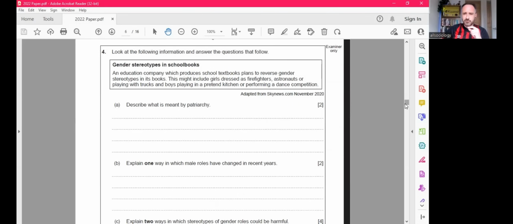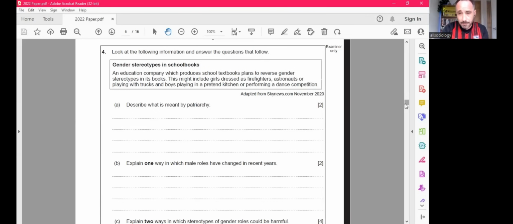An education company which produces school textbooks plans to reverse gender stereotypes in its books. This might include girls dressed as firefighters, astronauts, and playing with trucks, and boys playing in pretend kitchens or performing a dance competition. Adapted from Sky News for 2020. So, first question is, what is meant by patriarchy?